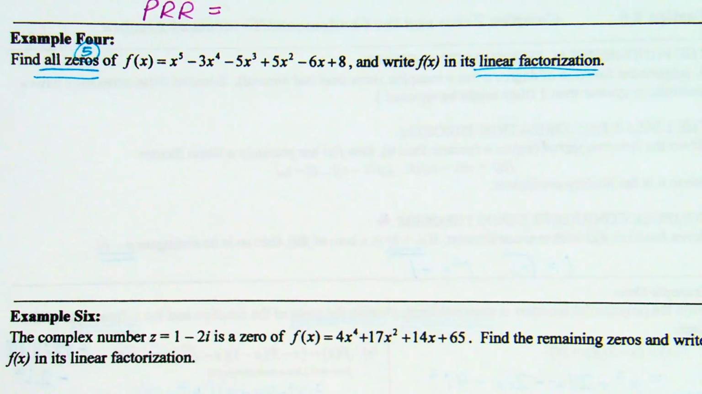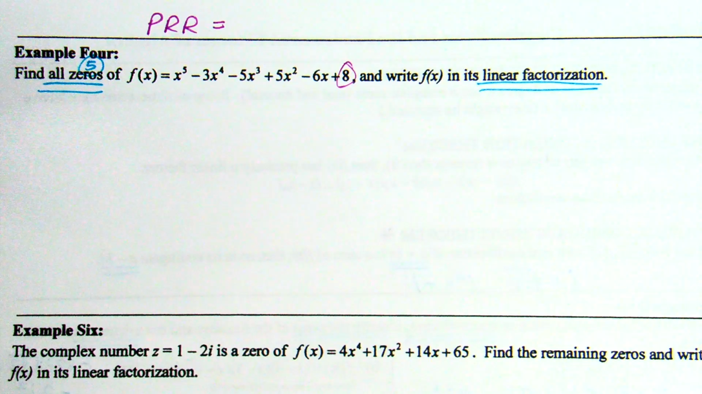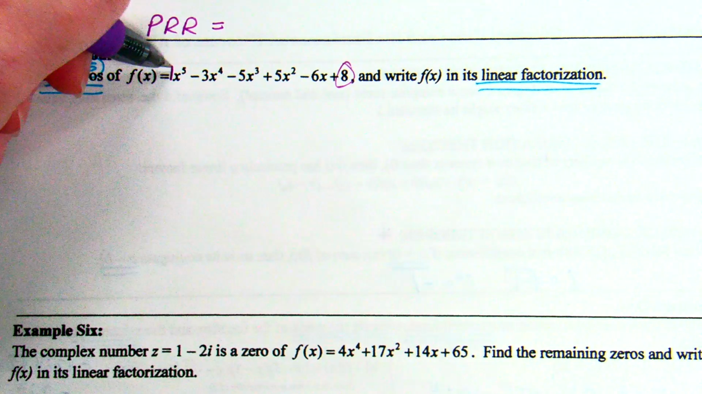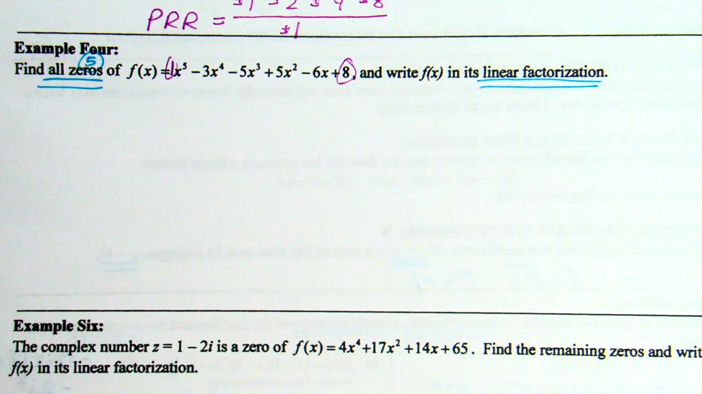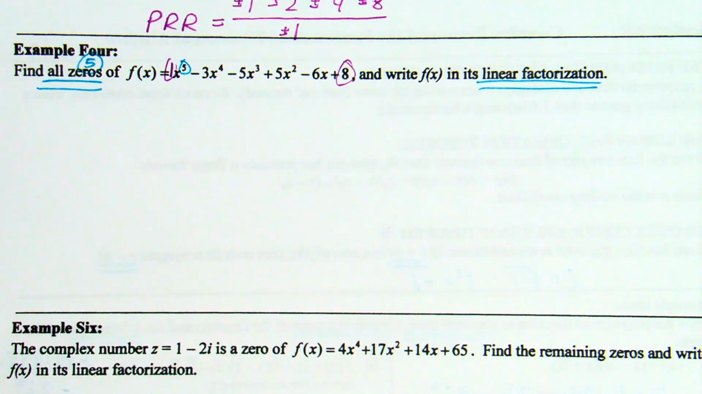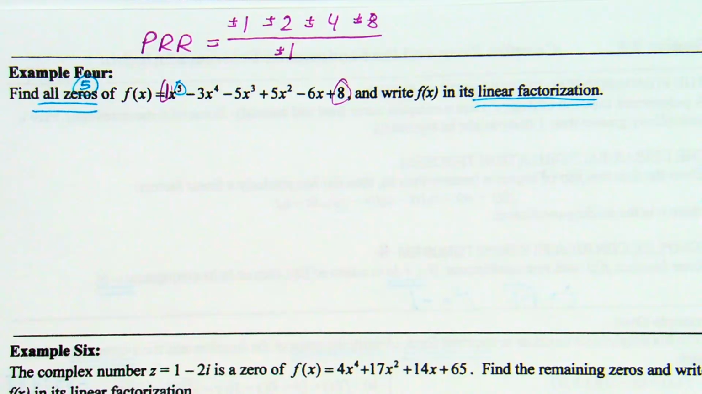Factors of 8 over factors of 1. So what are factors of 8? Plus or minus 1, plus or minus 2, plus or minus 4, plus or minus 8. What are factors of 1? Plus or minus 1. I'm not going to make you write those out because you can visualize those. You see the 8 and you know it's over 1. You can come up with 1, 2, 4, 8. I know those basic numbers.